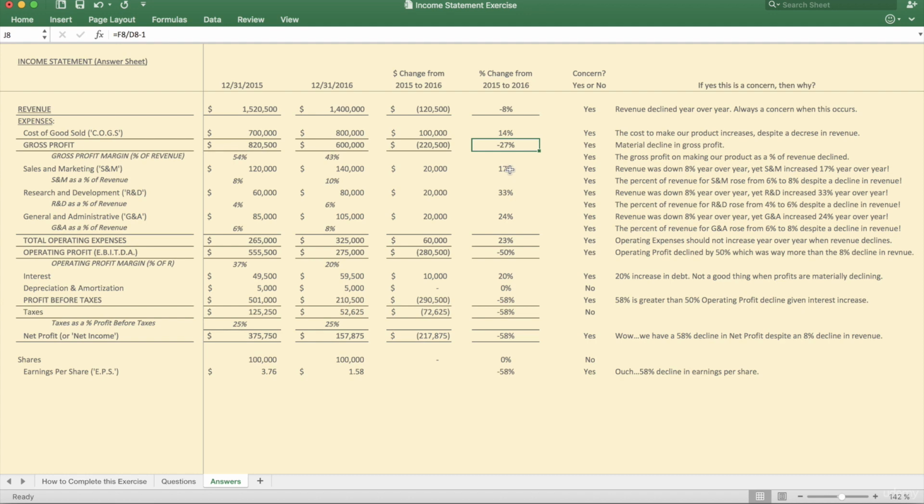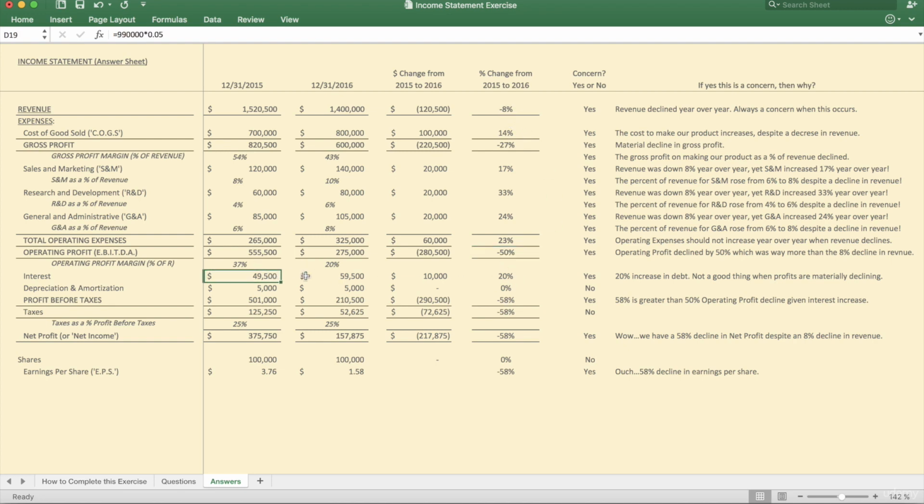Concern. Sales and marketing increased at a pace of 17% year over year. Frightening, because revenue is down 8%, but this expense item was up 17% year over year, and it gets worse. R&D was up 33% year over year, despite an 8% decline in revenue. G&A was bad as well. And so what happens is our operating profit margin, or EBITDA, went down from 37% to 20%. Leverage can work against you big time as well. So we have a 50% decline year over year in our operating profit, despite a revenue decline of only 8%.